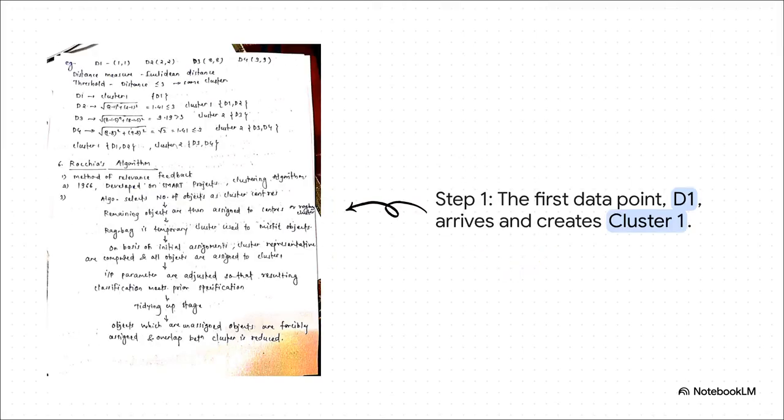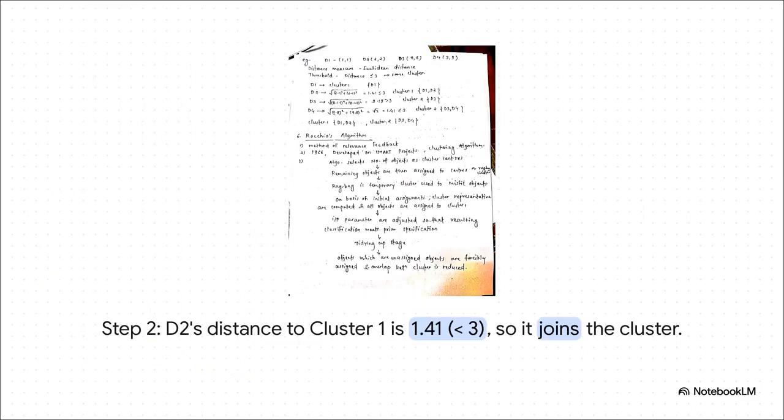So let's watch the sorter go. Our first data point, D1, shows up. Well, since there are no clusters yet, it has no choice but to start its own. And just like that, cluster 1 is born. Easy enough?